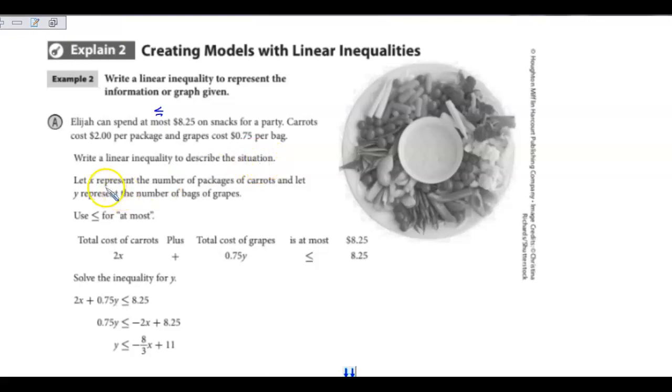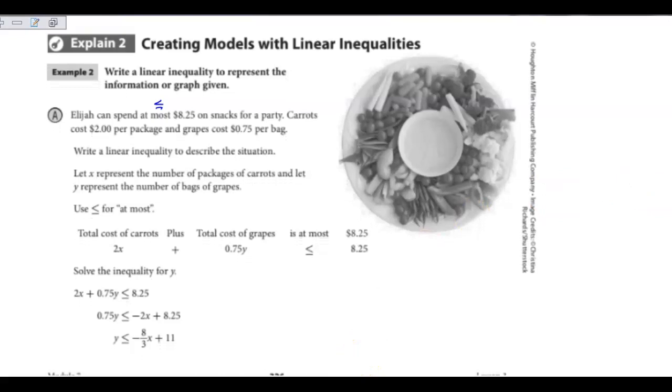So we're going to let X be the bags of carrots and Y be the bags of grapes. We know the carrots are $2 per bag, so that's our 2X. Our grapes are 75 cents per bag, so that's our 75/100ths Y. The sum of the two together cannot be more than $8.25, because at most it can be $8.25. That's why it's less than or equal to.